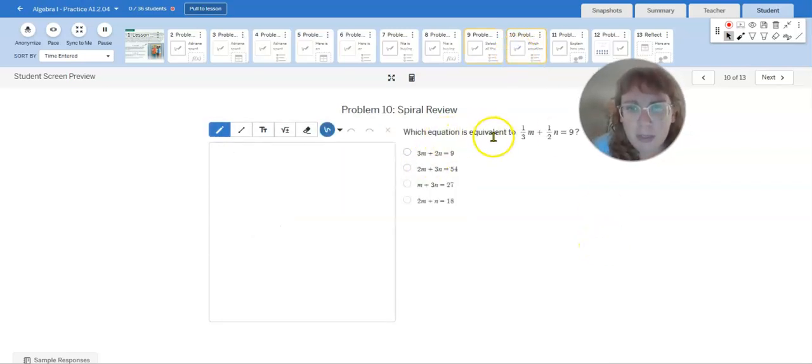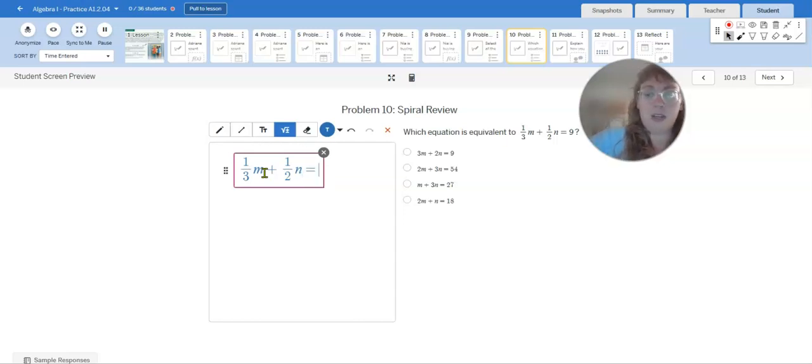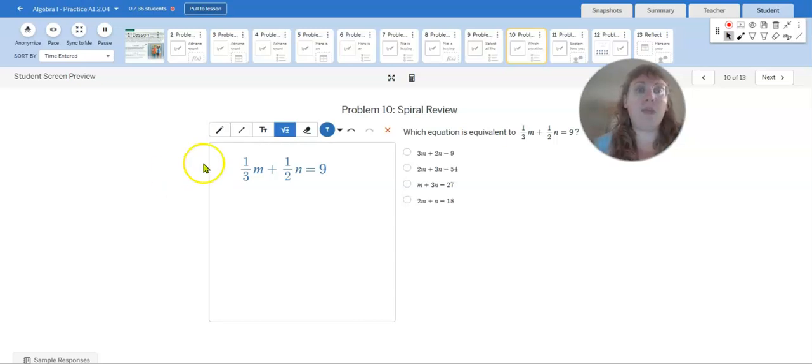Problem 10 says which equation is equivalent to this fraction equation. So we talked about this in one of the recent lesson videos, when we did a decimal problem and we can multiply it by 10 to get rid of the decimal, or by 100. And we can do a similar thing with fractions. Here we have this 3 and this 2 that are in the denominator. So we can multiply everything by 6. When we do that, we will get rid of the 3 and the 2 denominator.